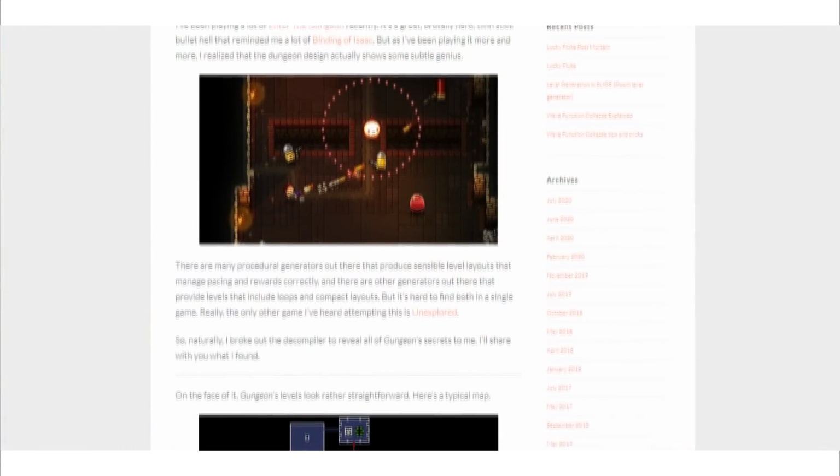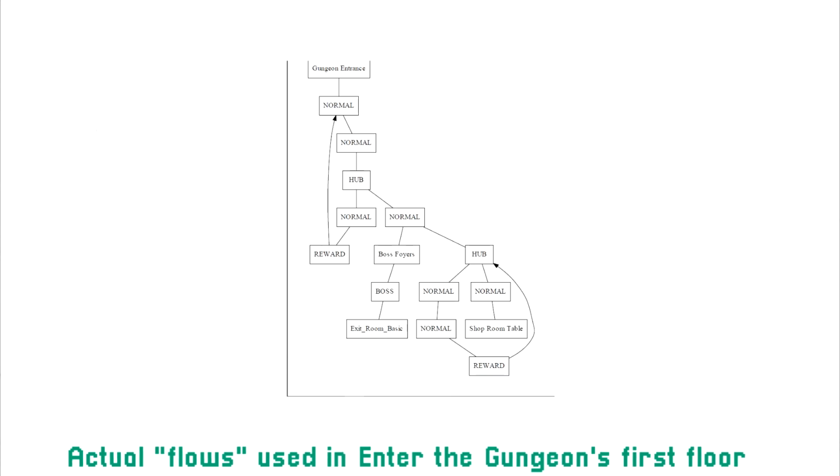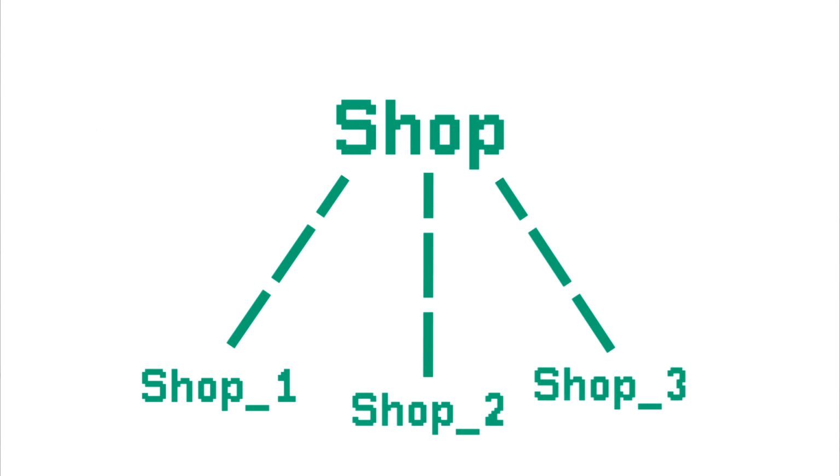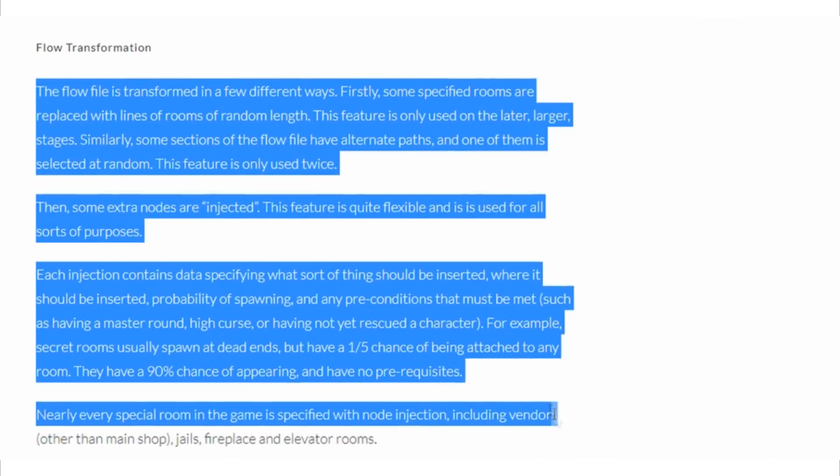And after a few really nice articles, I found out that Gungeon uses these flowcharts, called flows, and uses them to generate a level. For every room in that flow, the game randomly selects a room from a massive list of possible rooms, varying with each floor, and plops that into the level. Then corridors are made to connect these rooms, and there's a bunch of other cool stuff that goes on behind the scenes that I won't get into right now.